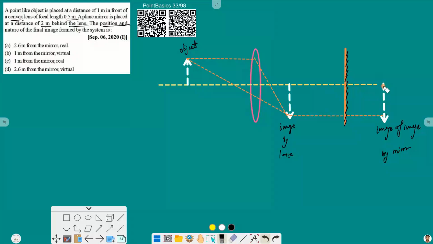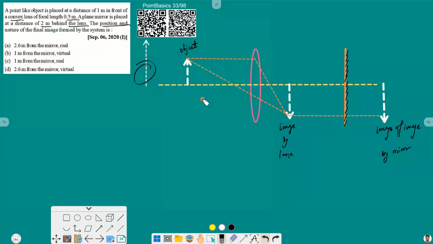And now this image will act as an object for this lens. And what will we get? We will get the final image somewhere here. So suppose this is the final image. And we have to find out the position and nature of the final image from the system. So we have to find out the nature of this image and other criteria, that is, the distance of this image.